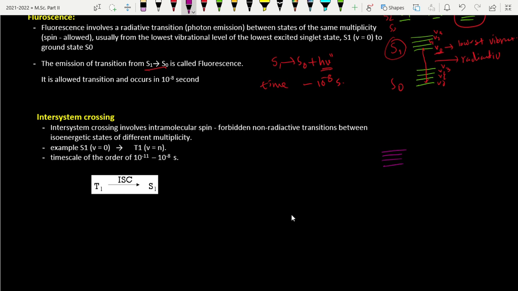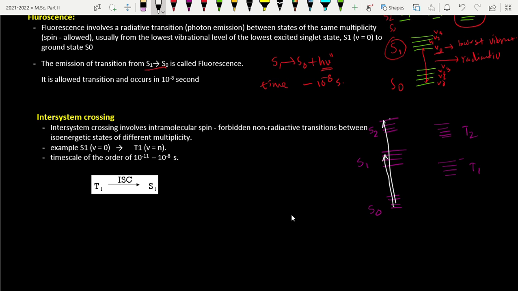So this is S1, this is S2, and this should be our S0. Here is another level, this is T1, this is T2. You can see that when the electron is excited from the ground state to the excited state, it goes here and here, right?